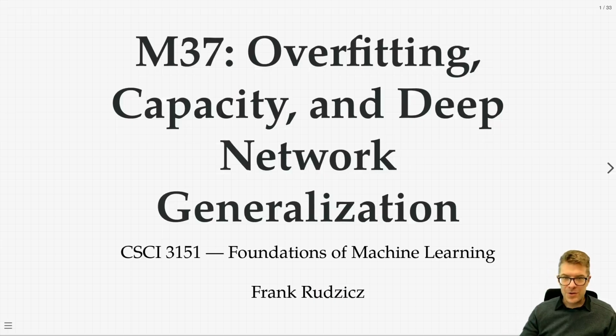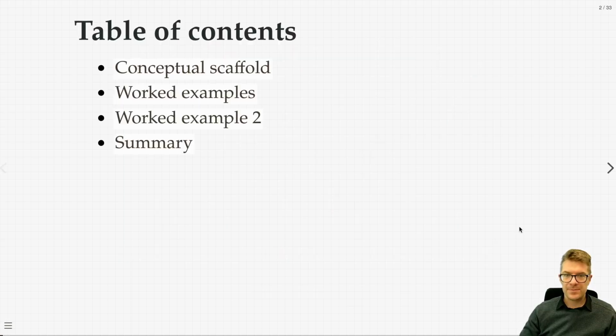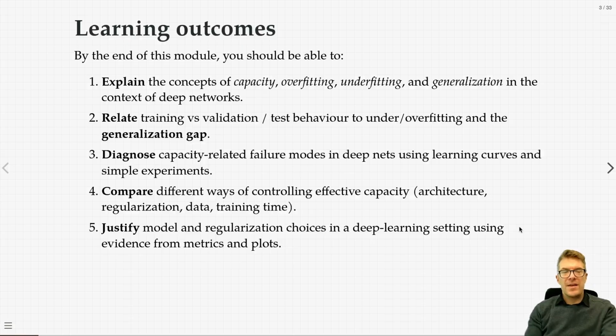Welcome to Module 37 on overfitting, capacity, and deep network generalization. By the end of this module, you should be able to explain the concepts of capacity, overfitting, underfitting, and generalization, a lot of which we've already seen, but more specifically in the context of deep neural networks, which I mentioned is going to be the primary subject of the remainder of this course. You're going to be able to relate training versus validation and test behavior to those kinds of phenomena. And we're going to introduce the idea of a generalization gap, which we kind of made implicit earlier.